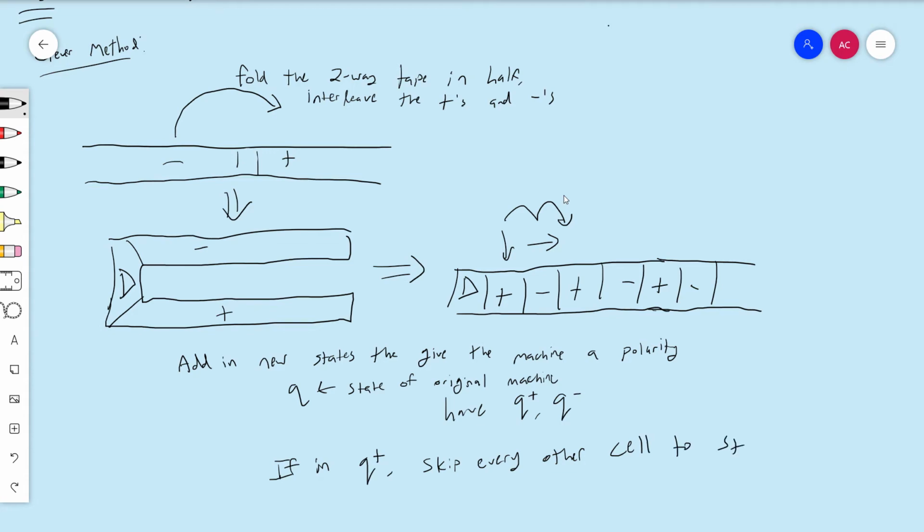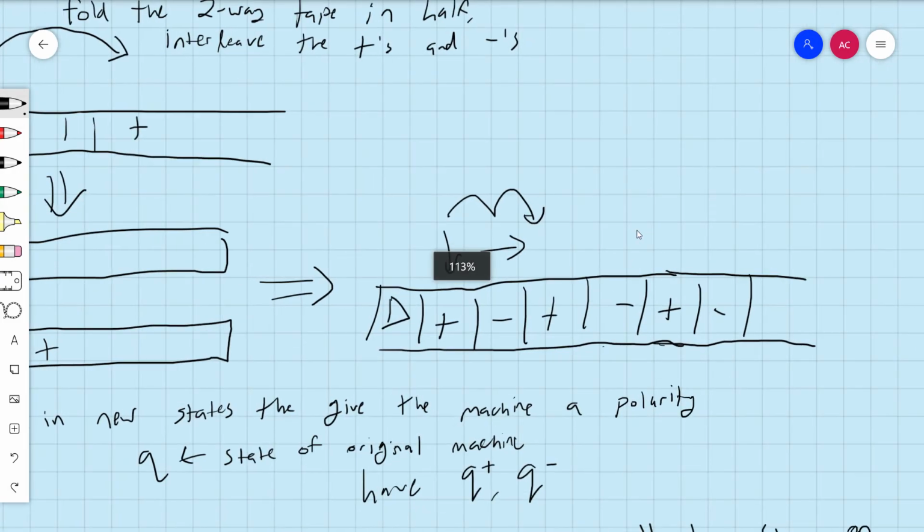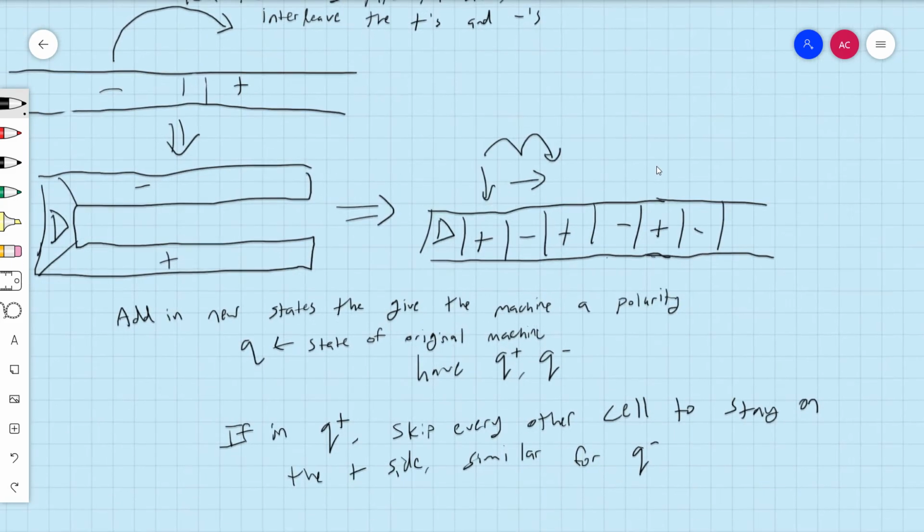So we're skipping every other cell to stay on the plus side. Similar for minus. It's a little more confusing for the minus side, because on the minus side, if I'm moving to the left, then that actually needs to correspond to moving to the right over here. So it gets kind of confusing. If you read the proof, you'll see that my directions are always flipped around when I'm describing the minus states or the minus transitions.